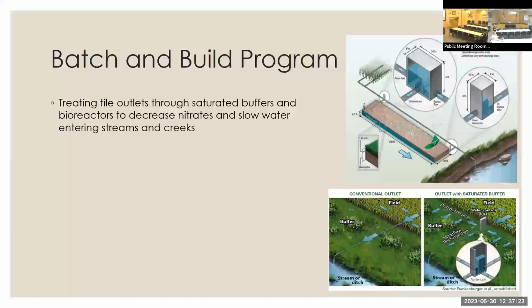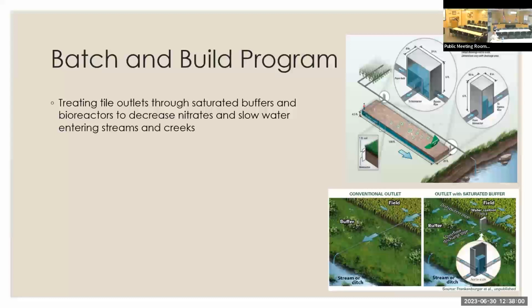So just briefly, we have a saturated buffer, which is the lower picture. What happens is that instead of the water going directly into a creek, the goal is to distribute the water down the buffer, and it allows the land and the plant material to filter that water before it gets into a creek. So we're trying to remove nitrates with these practices. These are only focused on reducing nitrates from ag land.